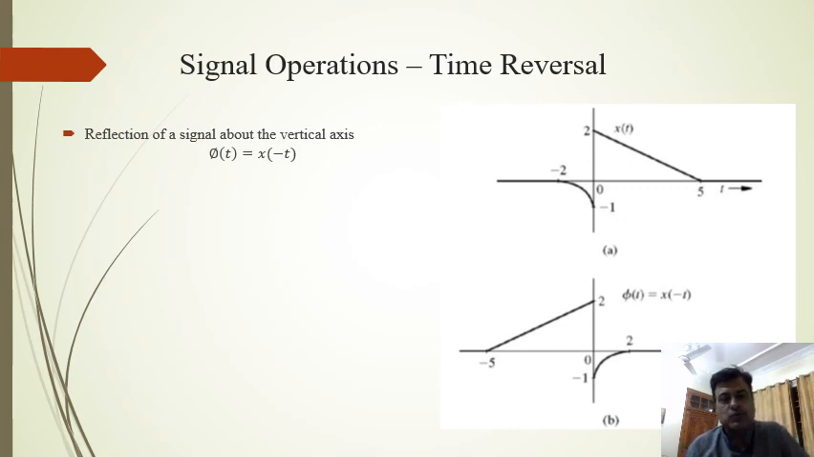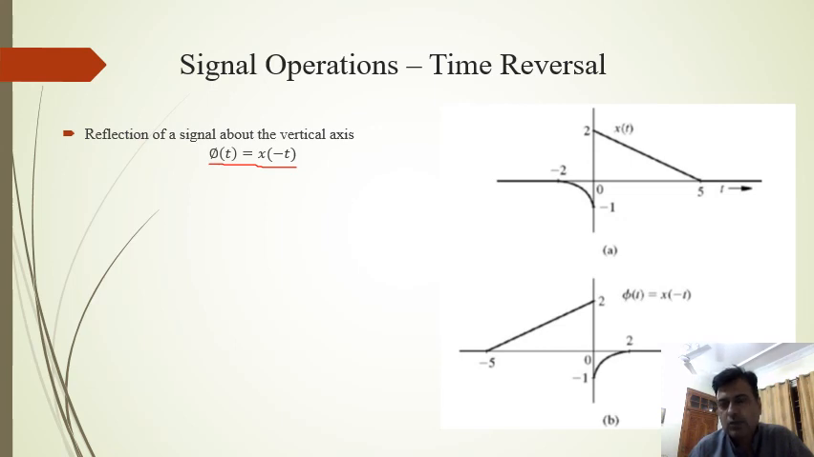Okay, so let's suppose we have a signal x of t which is shown over here. So it is non-zero from say -2 to 0, and then from 0 to 5. So the definition of its reflected signal is given like this: phi of t is x of -t. So this is a reflection of the original signal about this axis, vertical axis.